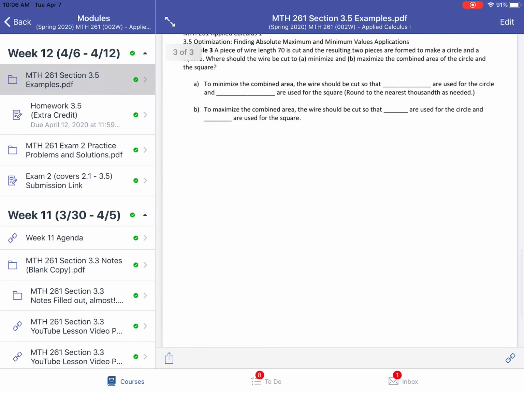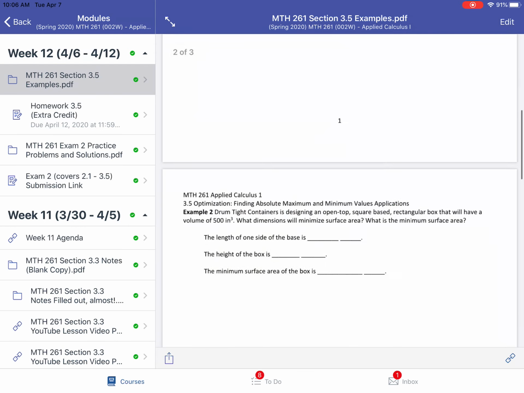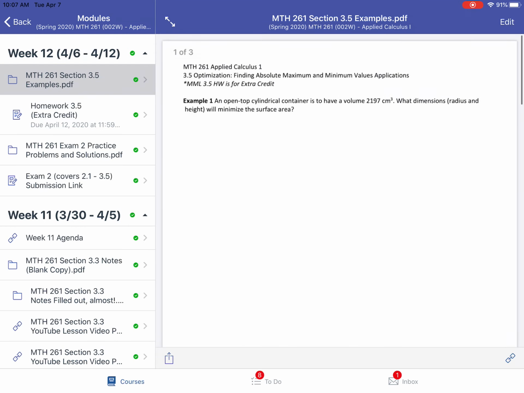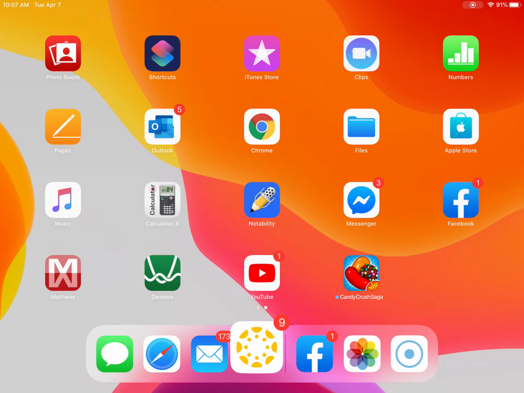And I'm going to put 1 optimization problem on your take-home exam this Thursday. And it's going to be either example 1, 2, or 3. We'll do all these together and we'll kind of decide.